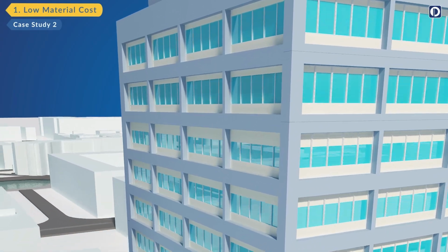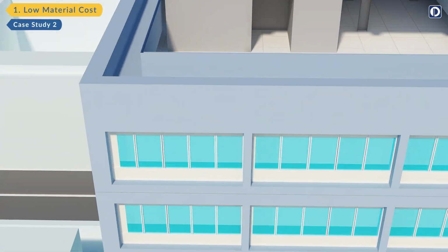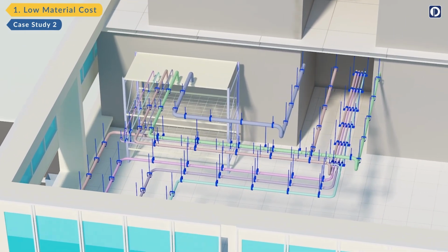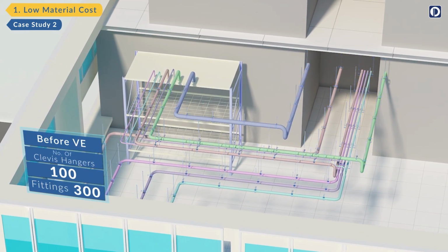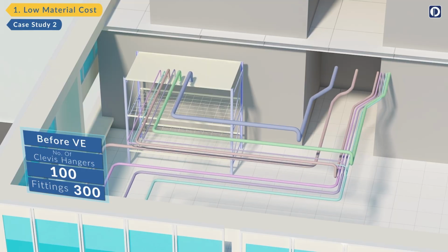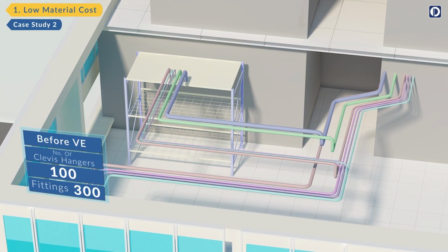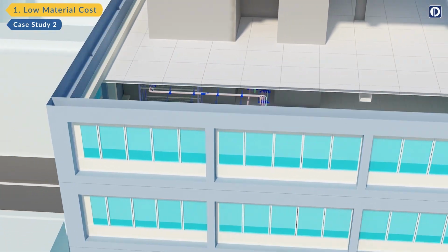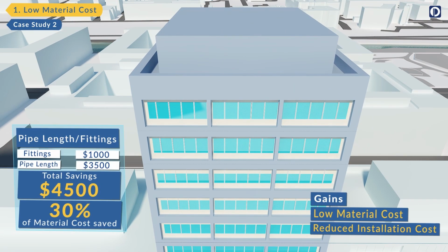This is an 18,000 square feet residential building. As per the IFC, the rack system had 100 clevis hangers and 300 fittings. After VE, the pipes were organized and clevis hangers replaced with trapeze hangers. This reduced the number of hangers to 50 and fittings to 150, resulting in low material and installation costs.